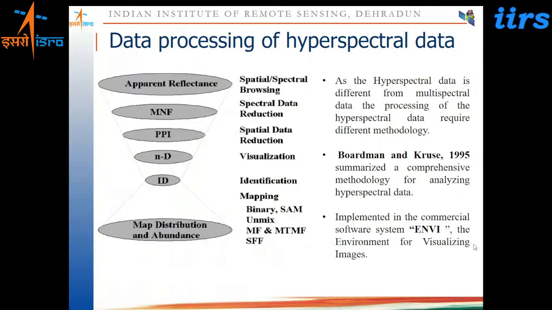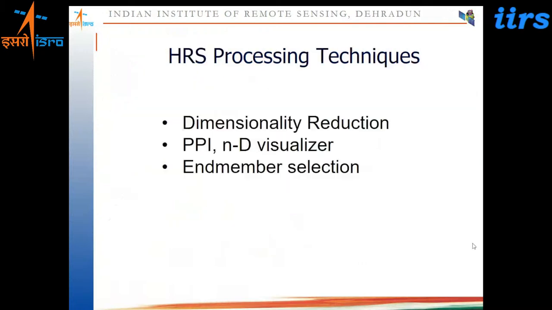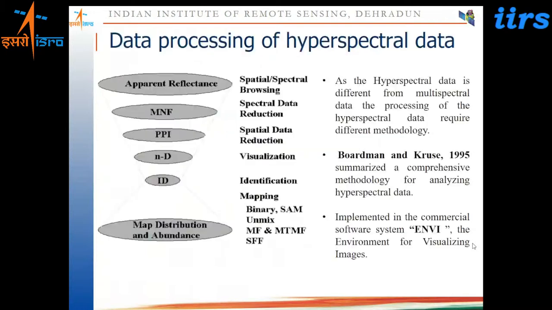The first processing step, apparent reflectance, is basically correction of the atmosphere. You just have to use the already available atmospheric correction tools present in the ENVI software, and change the data into reflectance, and after that the different processing steps are to be followed. So after the atmospheric correction, whatever DN or radiance image we have got, first we have to convert it into the apparent reflectance, and that apparent reflectance has to be further reduced. Spectral data reduction techniques have to be applied.